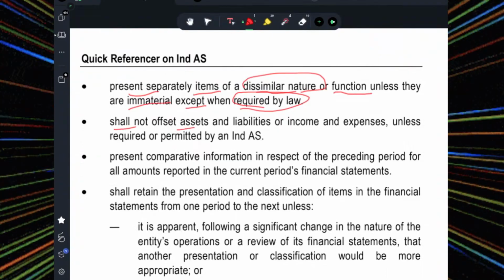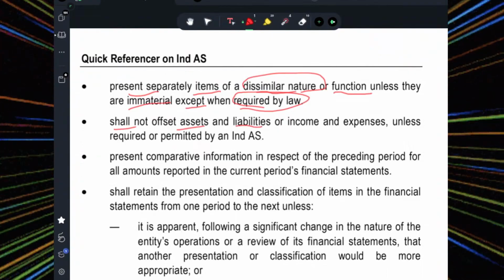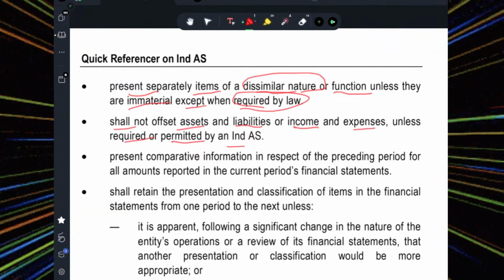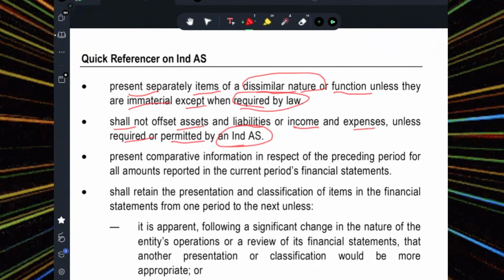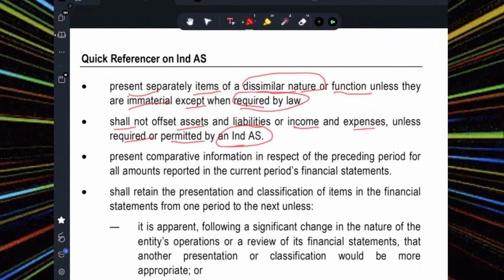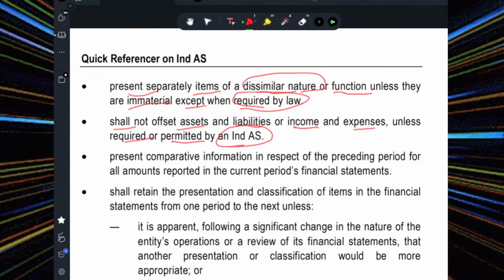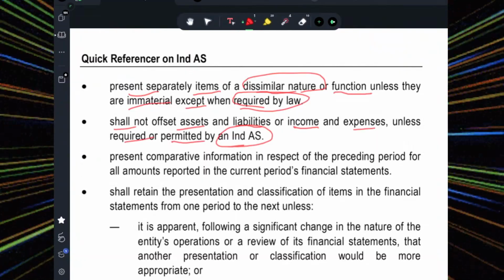An entity shall not offset assets and liabilities, or income and expenses, unless required or permitted by Ind AS. You can't offset income and expenses, or assets and liabilities, unless the law permits it. If it is permitted, you can set off. You should show expenses separately, income separately, assets separately, liabilities separately.